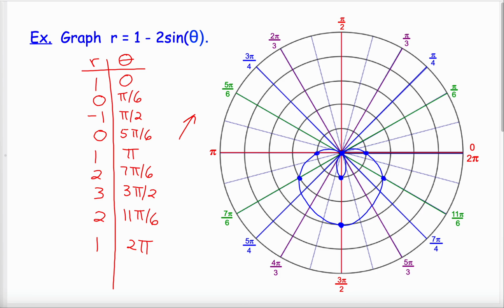So that's the basics for graphing these limacons and most polar graphs in general. We make a table. But hopefully after doing a few more of these, we're going to see some patterns, and then we're going to be able to graph these a lot more quickly based on the patterns that we see, and we know what shapes they're going to take on.